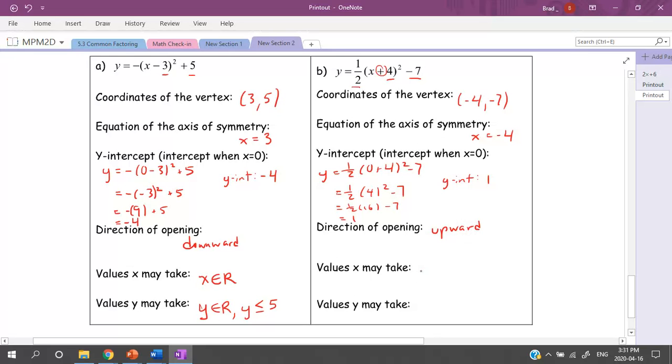X, as with any parabola, could be any number because it goes on forever in both directions, negative and positive. Y could be any number except there's going to be limitations. Now, if it opens upwards, that means that its vertex is going to be at the bottom of it, right? So this parabola is going to have a minimum, and that minimum is going to be the y value of the vertex. So y can be any real number such that y is greater than or equal to -7.